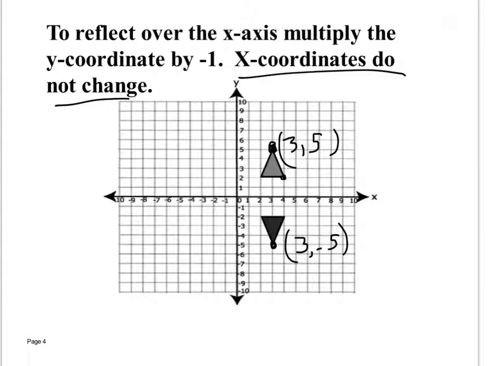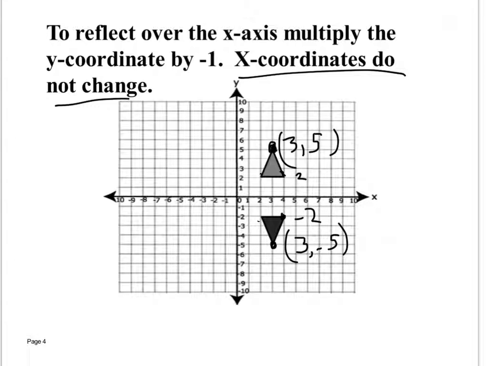Let's do this one. What is the y-coordinate there? 2. What does the y-coordinate need to be down here? -2. We just multiply by -1. We can also just count. It's 2 spaces away, so this needs to be 2 spaces away. This is 5 spaces away, so this needs to be 5 spaces away. Any questions on how to do that?